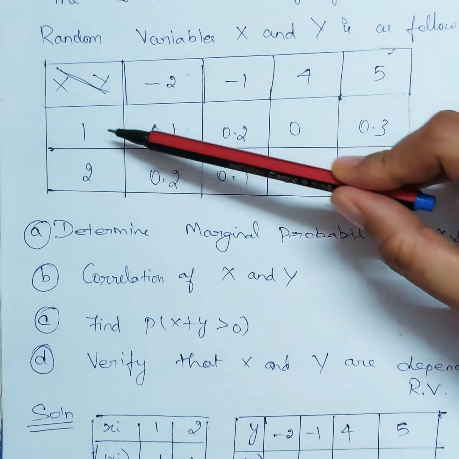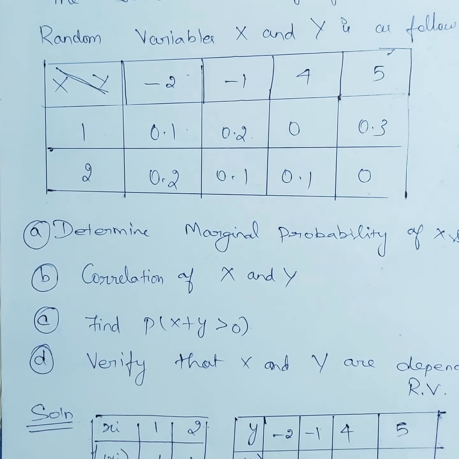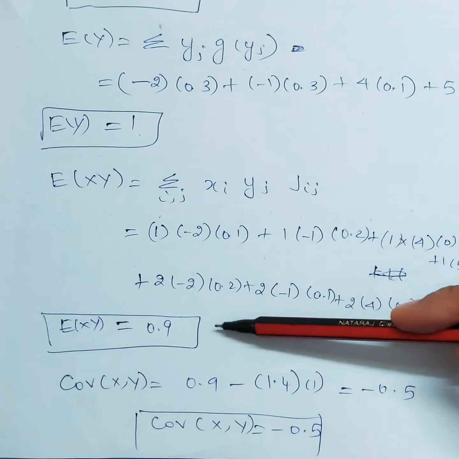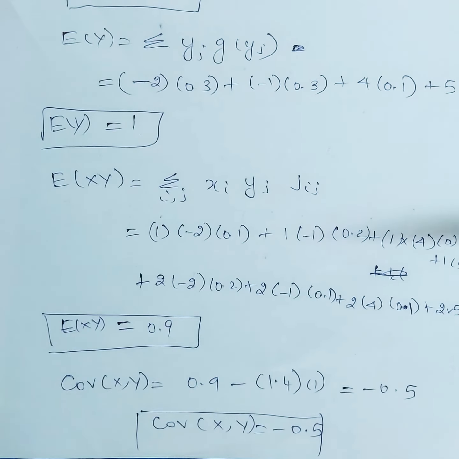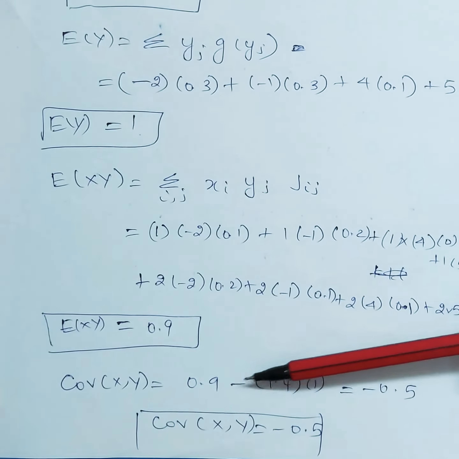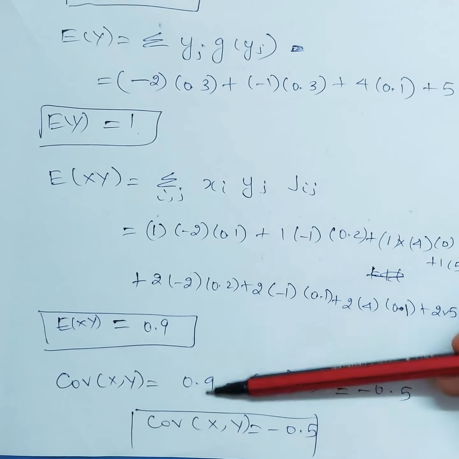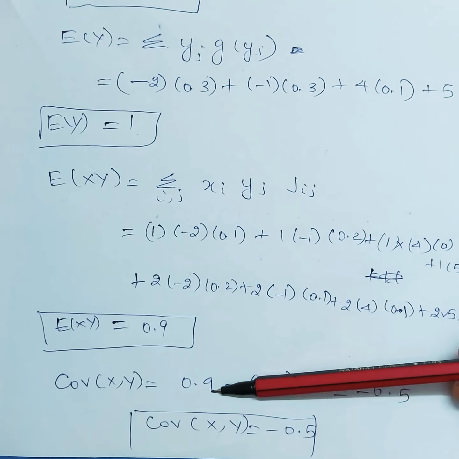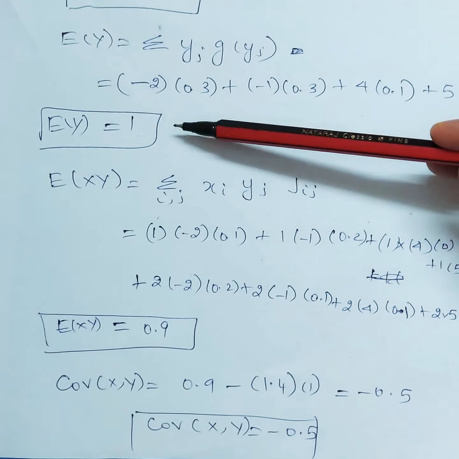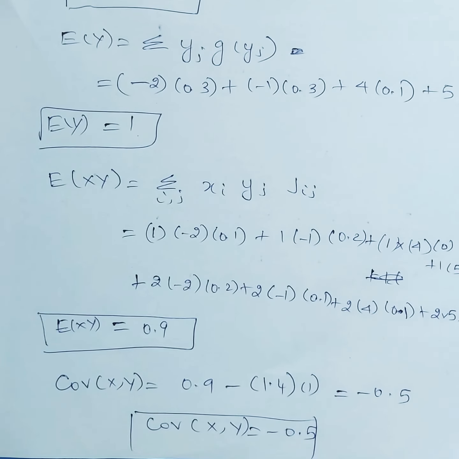So we'll write x value, y value and the corresponding probability. So same thing I have written here. So expectation of xy, if you simplify, you will get 0.9. So covariance of xy, what is the formula? Expectation of xy minus expectation of x into expectation of y. So expectation of xy, just now we got 0.9 and expectation of x we got 1.4, expectation of y we got 1. So by substituting the values you got covariance.